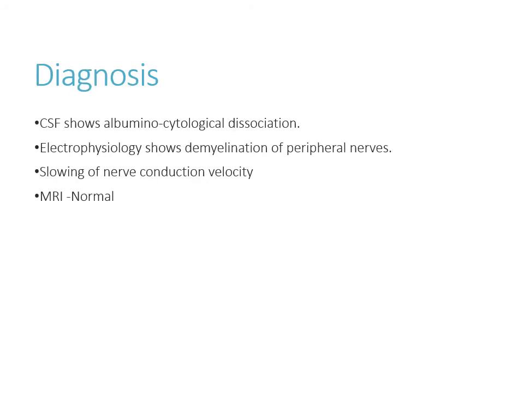When we go for the diagnosis, CSF tapping is needed in case of Guillain-Barre. It will show the albuminocytological dissociation. Electrophysiology shows demyelination of peripheral nerves and slowing of the nerve conduction velocity. MRI will be normal. So you will have the finding in the CSF also. Electrophysiology will also show findings which will be absent in case of poliomyelitis.